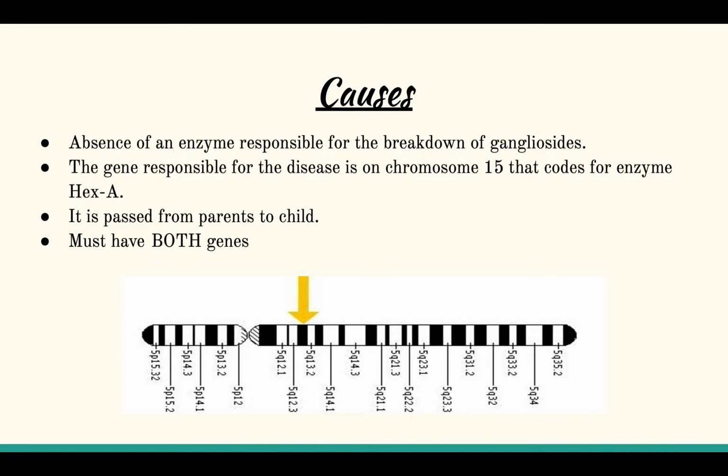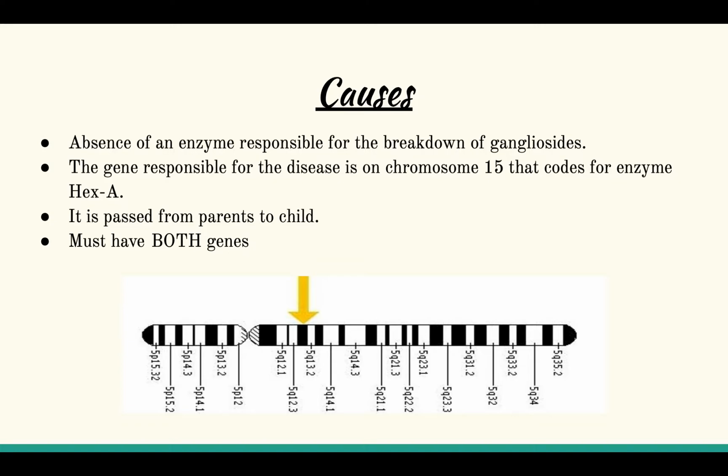The gene responsible for this disease is on chromosome 15, and that codes for the enzyme Hex A, which is hexosaminidase. In the picture on this slide, you can see where on the chromosome the gene is located in the patients who have it. The gene is passed down from parents to their children, like I said before, and affects the child if both genes are passed down.